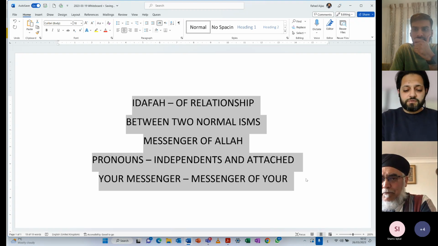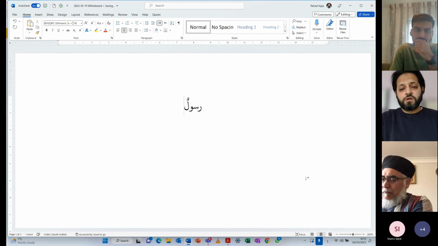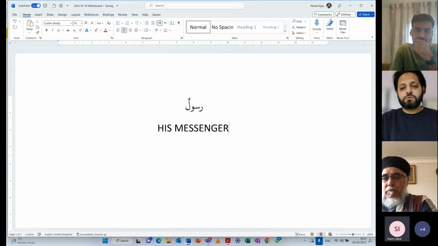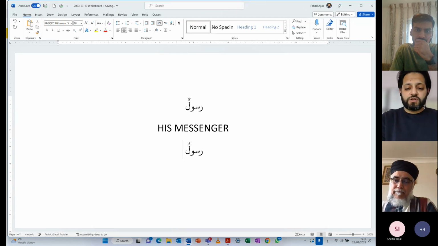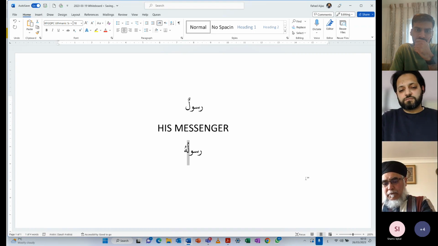So if we just take the same example, for example, I have the word Rasulun, and I want to say his messenger. Rasuluhu. Correct. So what you're doing is you're simply taking the word Rasulu and you're making it light, and then in your mind you're thinking Hua, because his is an attached form of he, and you're changing that Hua into hu, and you're putting a hu because there is the U sound before it. If it was an E sound, you would have chosen Rasulihi.